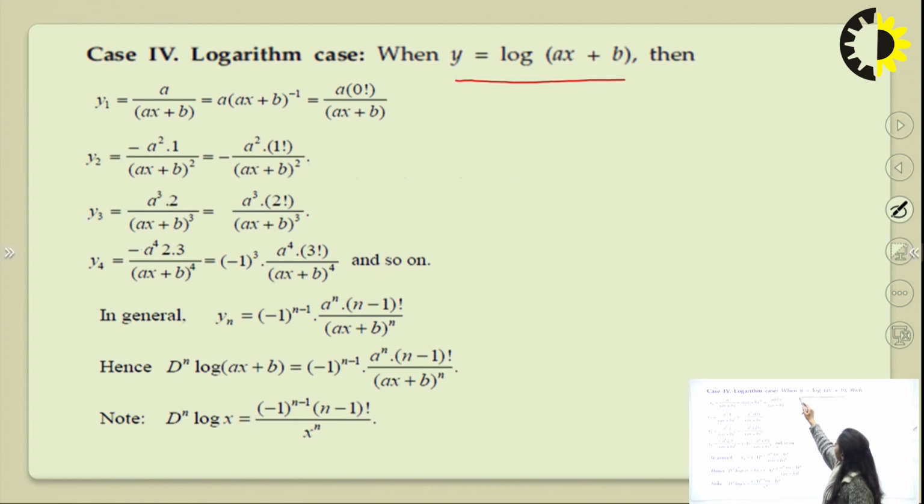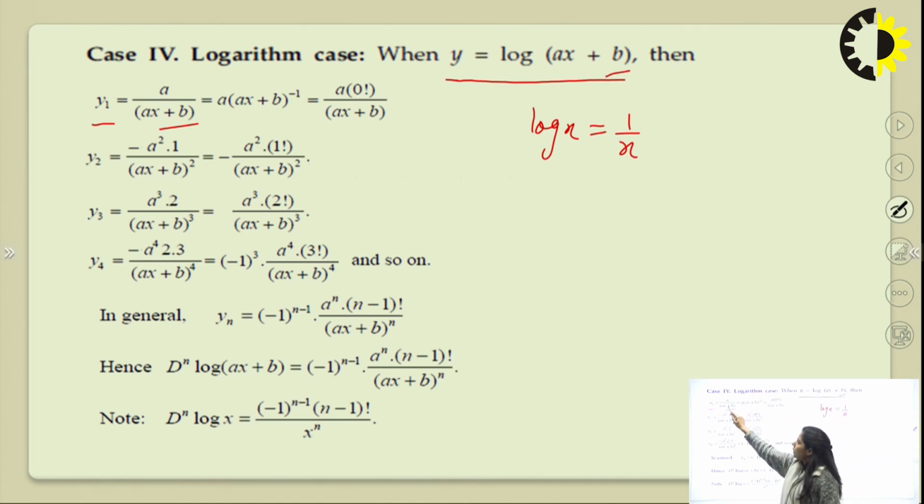Now first we will differentiate y with respect to x. So the first differentiation of y with respect to x is y1. So y1 is equal to a upon ax plus b, because the differentiation of log x is 1 upon x. So the differentiation of log(ax plus b) is a upon ax plus b. We can write it in this form, and here we know that factorial 0 is equal to 1. So we can write here factorial 0.